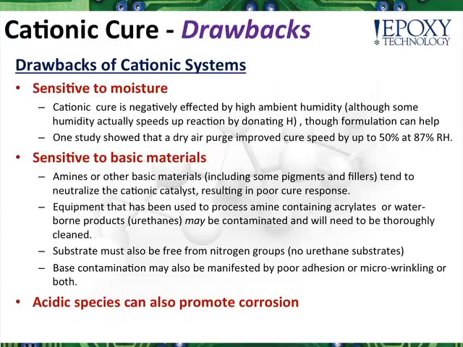Additionally, cationic systems are sensitive to basic materials and basic substrates. For example, a urethane would be very difficult to bond to because the amine within the urethane is going to neutralize the photoinitiators in the cationic UV system. It's going to lead to poor curing, poor adhesion, and can actually give a wrinkle texture.